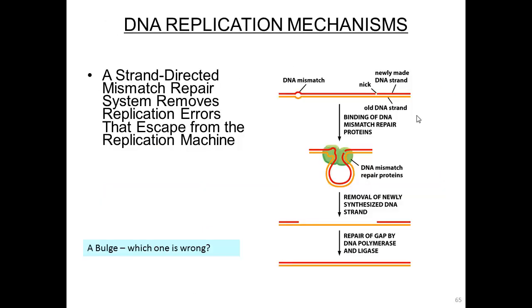So to answer the question, which of the two bases in a bulge is wrong, the cell will scan and look for the strand that has the closest nick to the DNA mismatch. The cell assumes that this is the most recently synthesized strand, and therefore that, in this case, the yellow strand was the template strand, and so the red strand will be cut and removed, and it will be repaired using DNA synthesis. A very elegant mechanism for solving a puzzling problem.